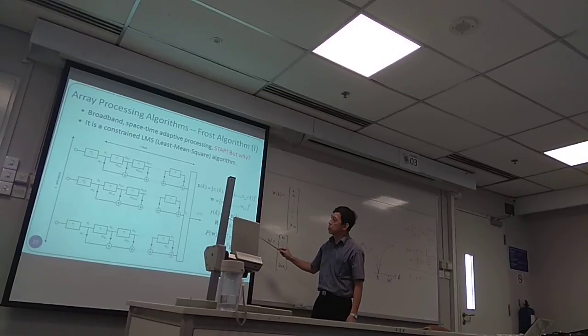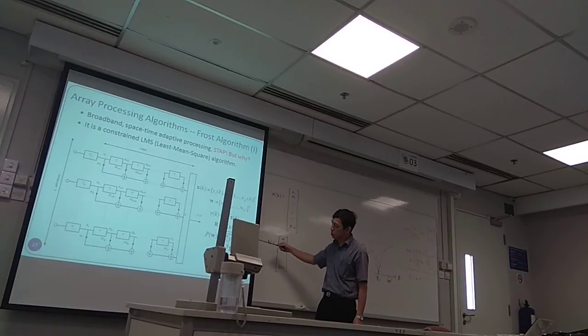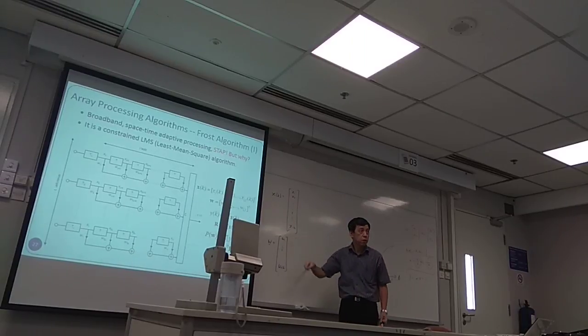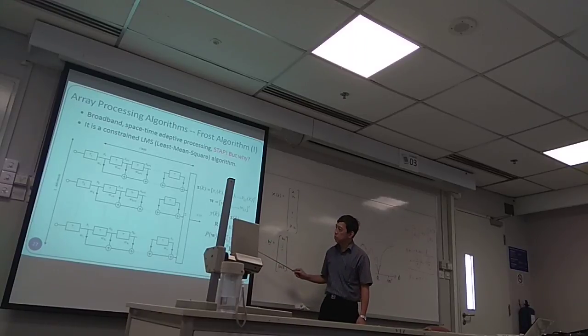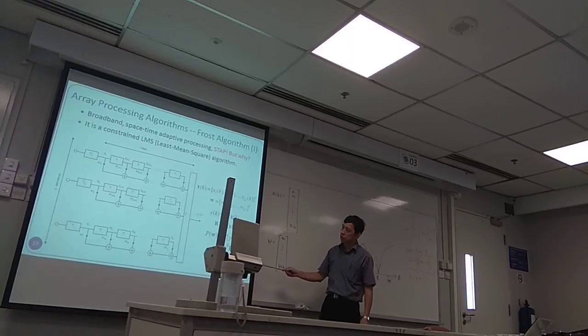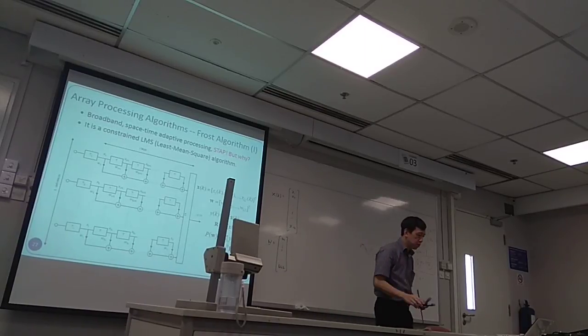So the output is basically W times X, and the covariance matrix is basically the same. You can see that in terms of notation, it is exactly the same as that of your MVDR algorithm. The output power is basically the same: the output Y multiplied by Y complex conjugate. You can easily show that it is W transpose R W, where R here is the covariance matrix.